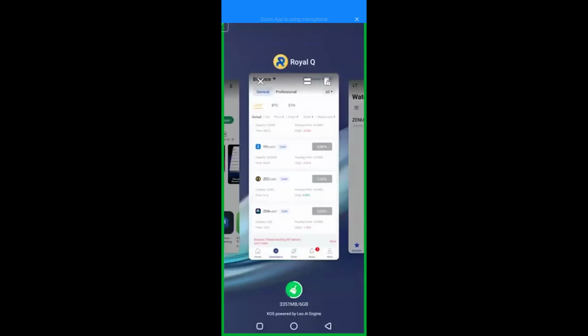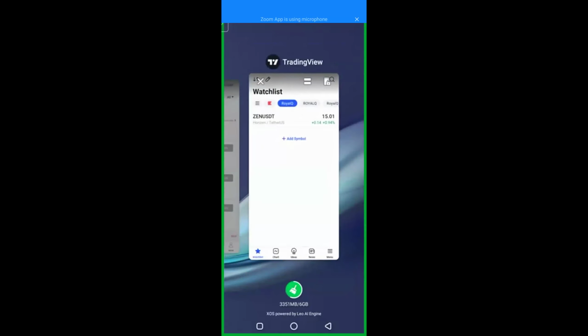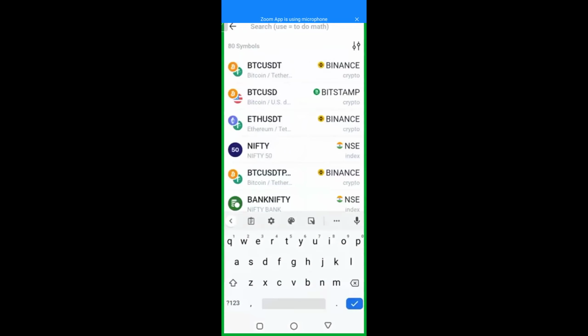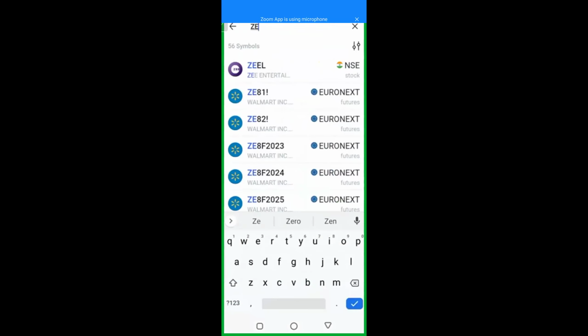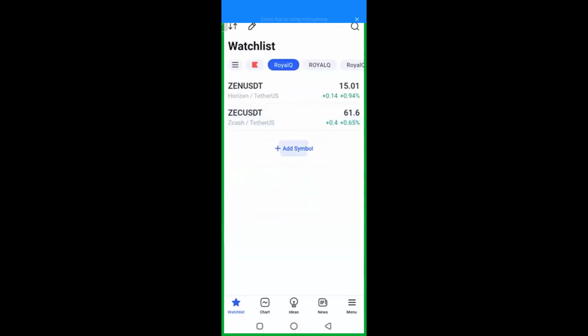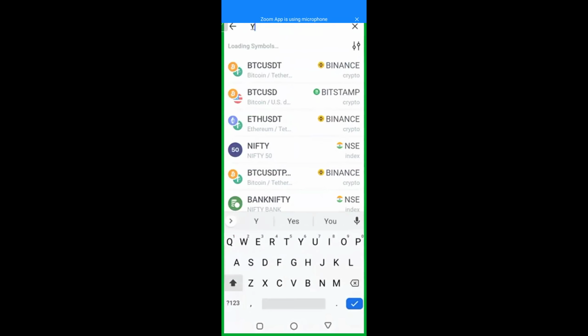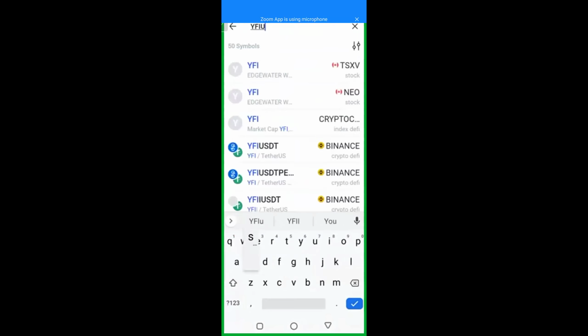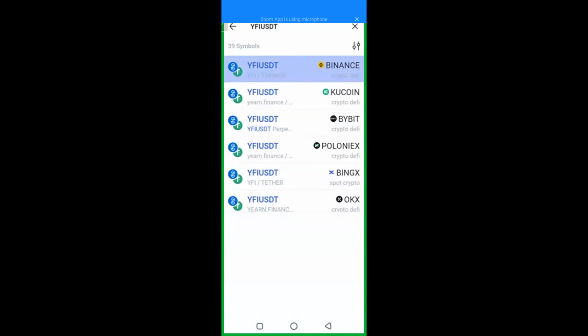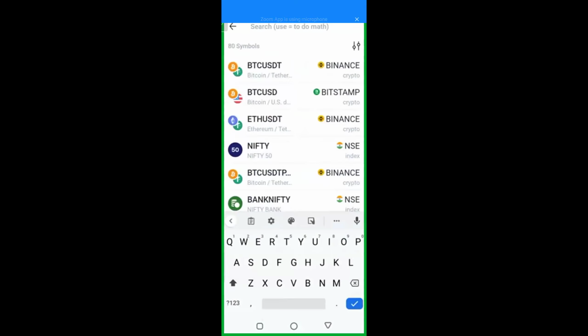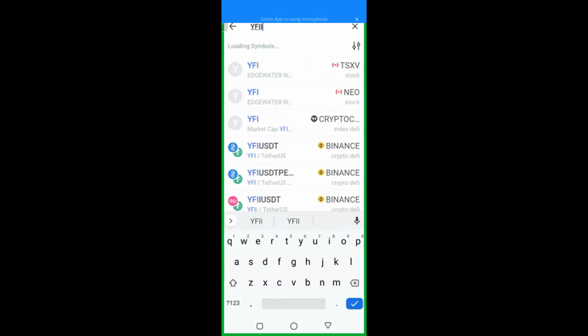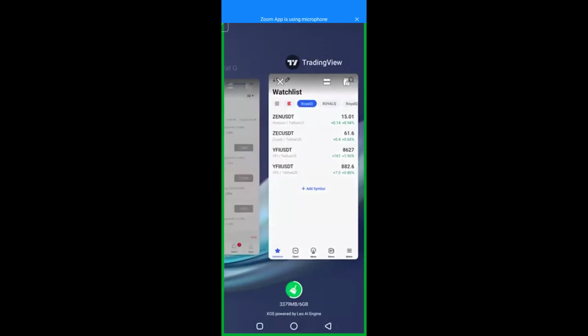I go back again. Another one is called ZENK, another one is called YFI. I tap on add symbol and I write in the word ZENK USDT. So you write the full name. Then the next one, add symbol, was YFI USDT. Right, I add it up. The next one was YFII USDT. I hope you are seeing very well. I add it up. All right, then I go back again.